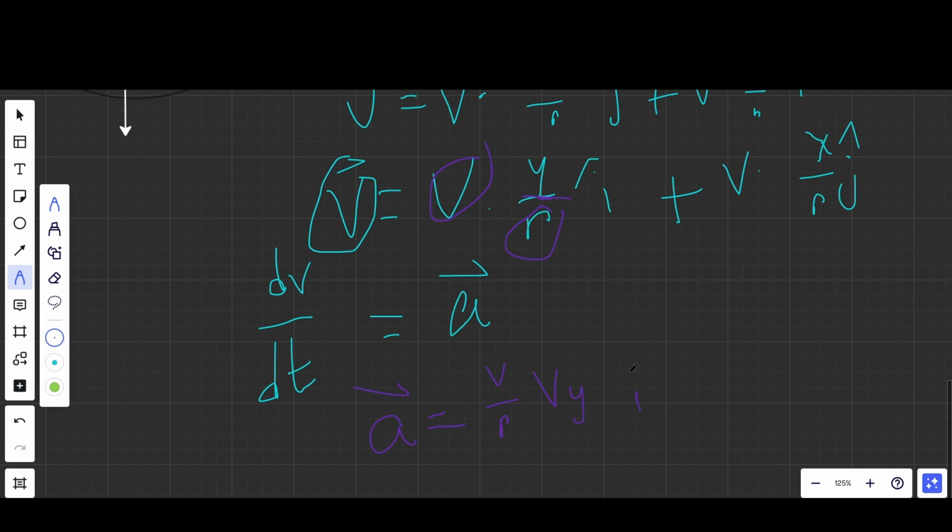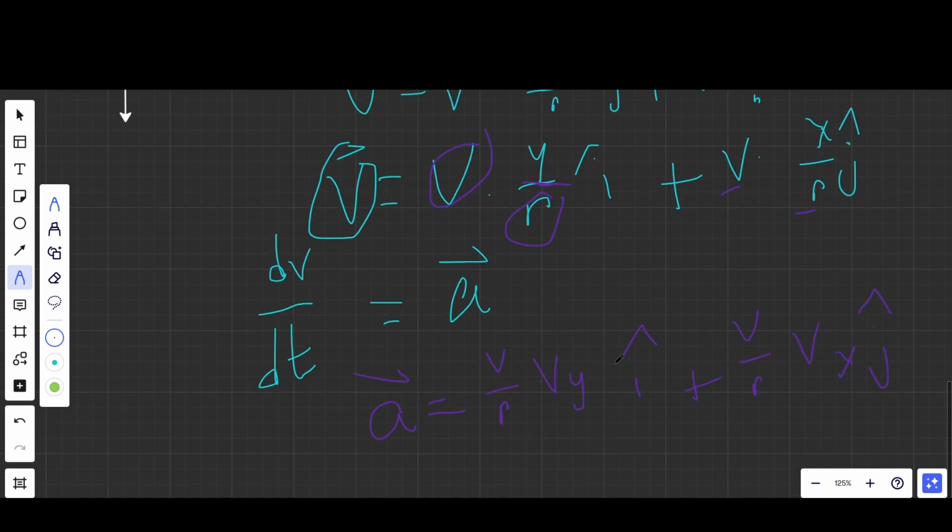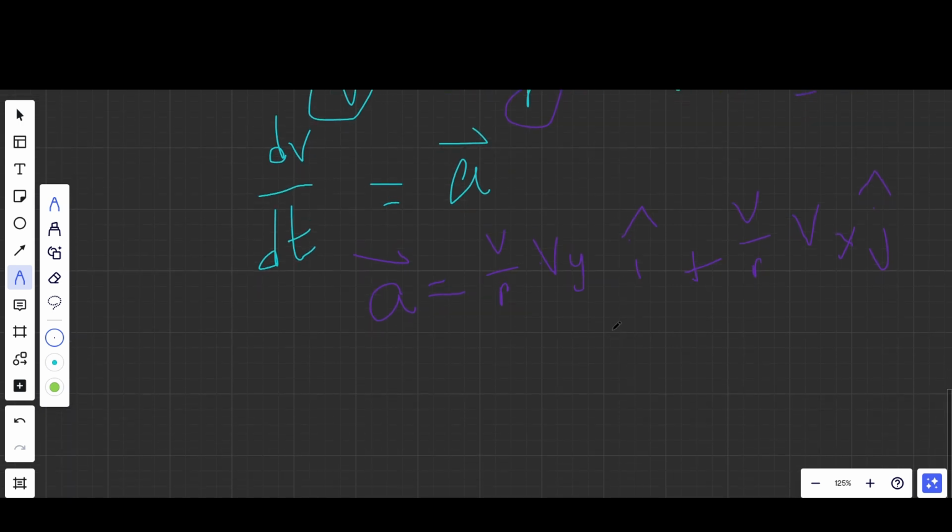In the i hat direction, plus V over R again, because these are constant, and take the derivative of x. That's basically Vx in the j hat direction. That is in vector terms, but we want to think about it in terms of magnitude. So we'll put an absolute value symbol in front of it, basically 2 bars, and then we can take the square root of whatever's inside to get the value.